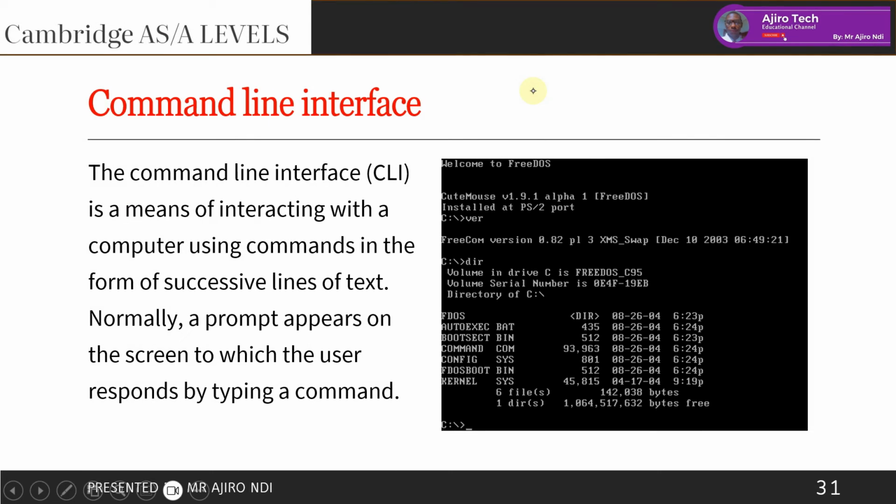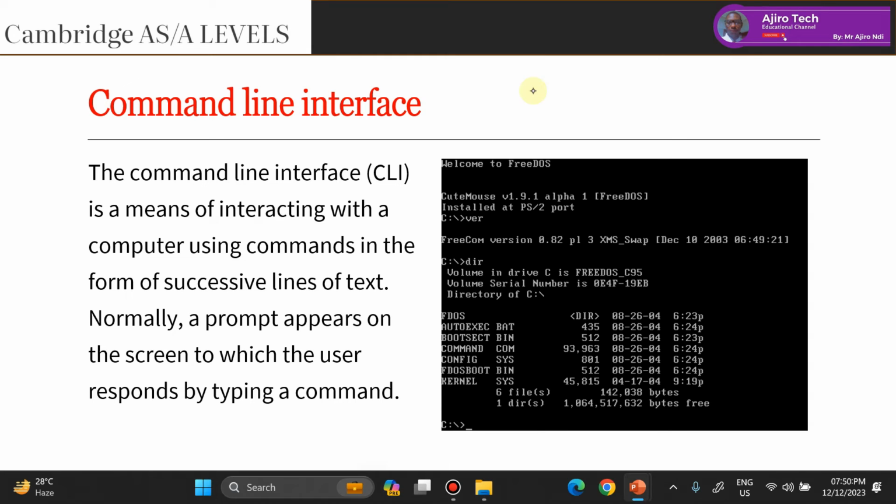The first one is the command line interface. Now, the command line interface is a means of interacting with the computer using commands in the form of successive lines of text. Normally a prompt will appear on the screen on which the user will respond by typing a command. You have dir, which is the directory, if you want to see how many folders you have. The output from the computer could be to produce a list or take some other actions.